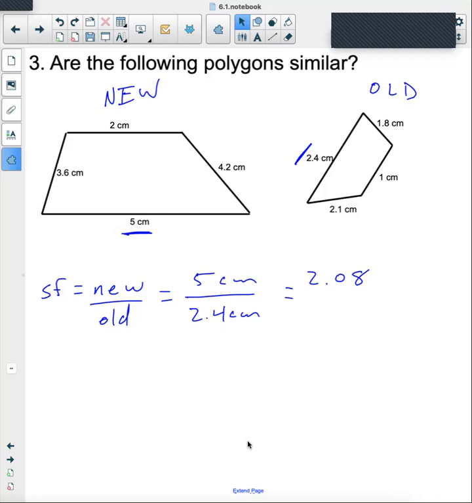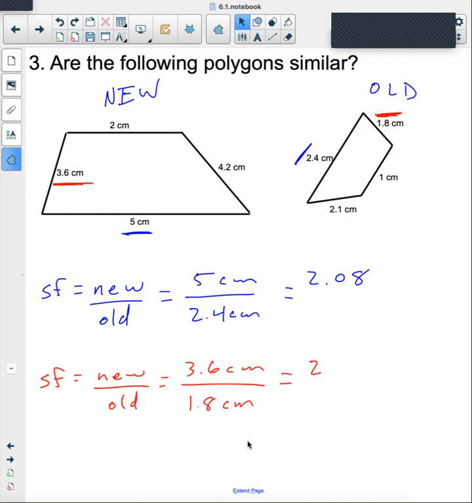Okay. So let's go ahead and check out the scale factor for another side. So I'm going to go clockwise to the left. So make sure we're going to pick out the same side. Okay, and the scale factor for this side, new over old. So my new side is 3.6 centimeters, and my old side is 1.8 centimeters. Okay, divide those, your units will cancel. That's why my top number doesn't have any units. And it gives me a scale factor of 2. Okay, right there, we can stop.